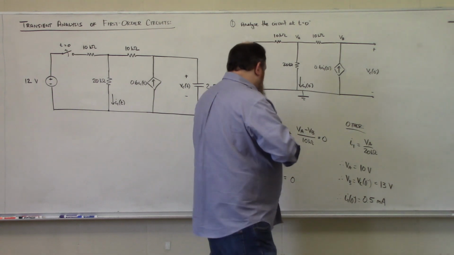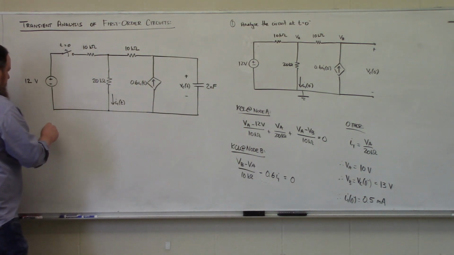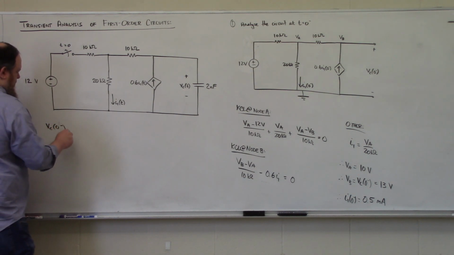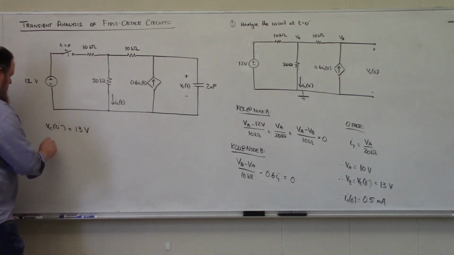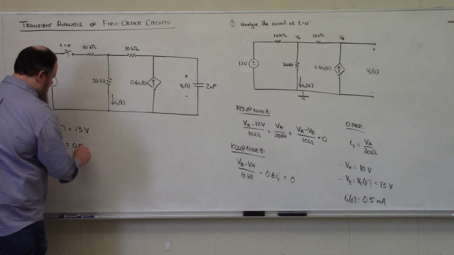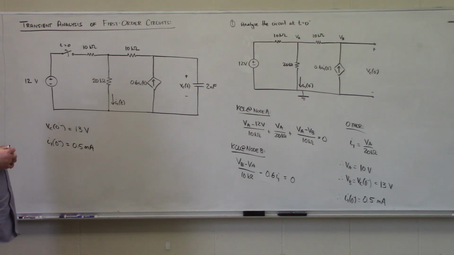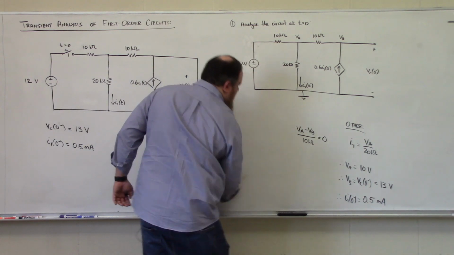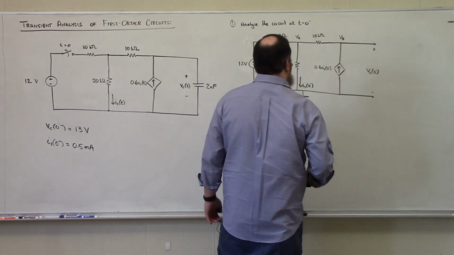All right, so I'm going to go ahead and write down my pertinent information over here again. So VC at 0 minus is 13 volts, and I1 at 0 minus was 1/2 of a milliamp. So that's my circuit analysis for T is equal to 0 minus. Step 2 is to analyze the circuit at T is equal to 0 plus. If I'm not mistaken, this is actually going to be a little bit easier.